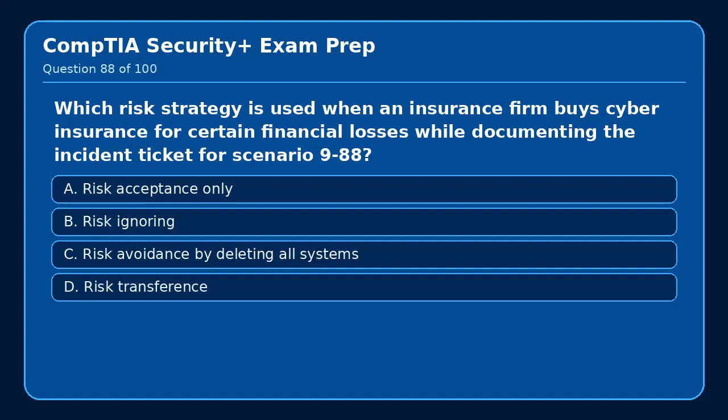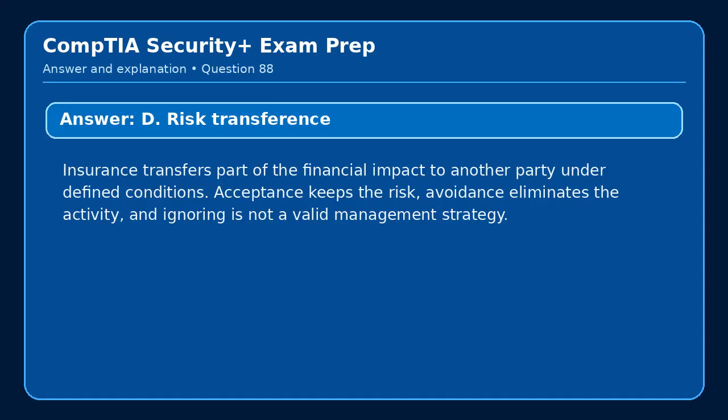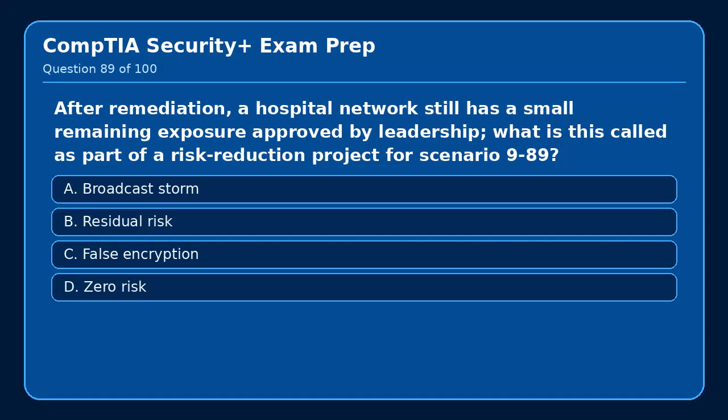Question 91. Which agreement defines expected uptime and response targets for a financial services team's managed security provider during a service reliability review for scenario 9-91? A. Personal text message. B. Open guest Wi-Fi policy. C. Password hint list. D. Service level agreement. Take a moment to choose your answer. The answer is D. Service level agreement. An SLA documents measurable service expectations such as uptime, response time, and escalation commitments. Informal messages, Wi-Fi policies, and password hints do not establish service performance terms.